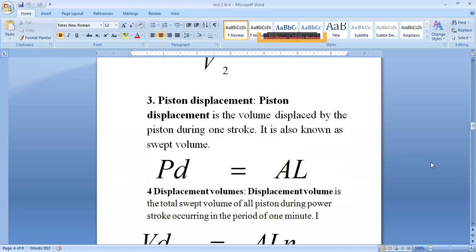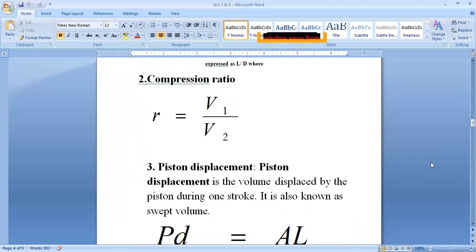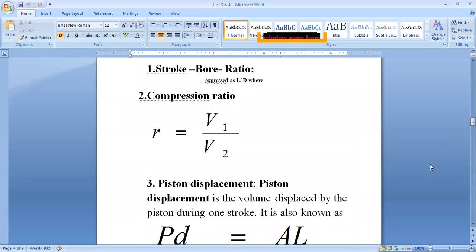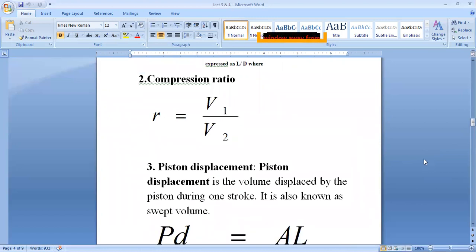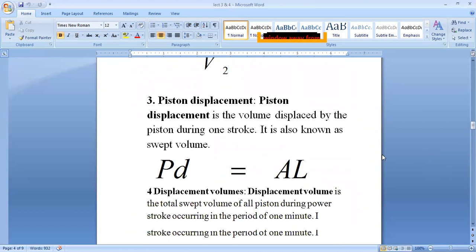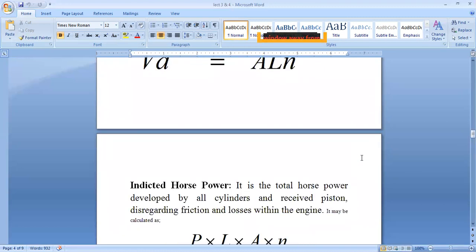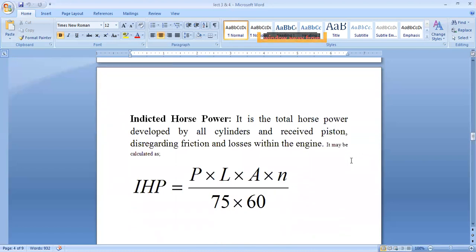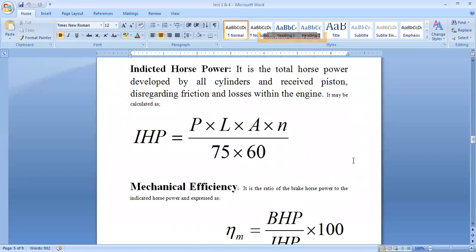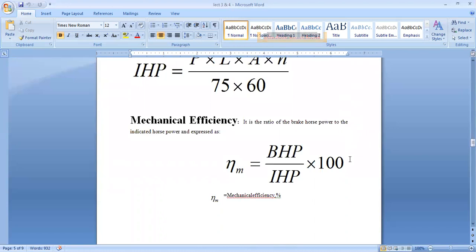So you remember all these terms: indicated horsepower, displacement volume, piston displacement, compression ratio. All formulas you have to learn. Okay, in the notes also I have given. In the coming class, we will solve some numerical problems based on these terms. Okay, thank you.